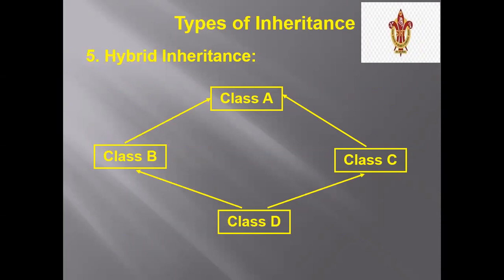So this is it. The four classes are interlinked with each other and they can have any combination of other inheritances. That's it for today.